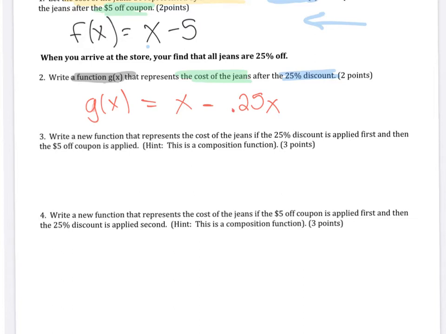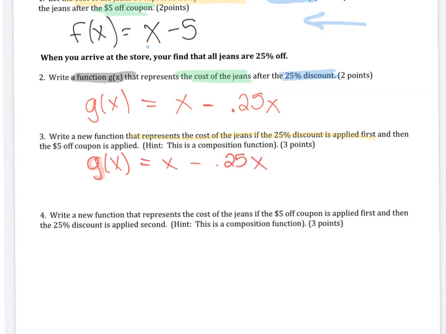Okay, so now let's look here. The first thing I see is write a function that represents the cost of the jeans if the 25% is applied first. So what function am I going to write first? F or G? Go ahead and look again. I'm writing a function that represents the cost of the jeans, G, okay? So first I'm going to write down G. So G of x equals x minus 0.25x.